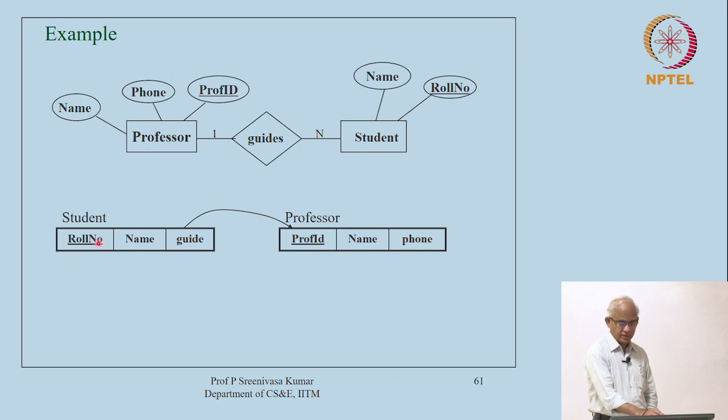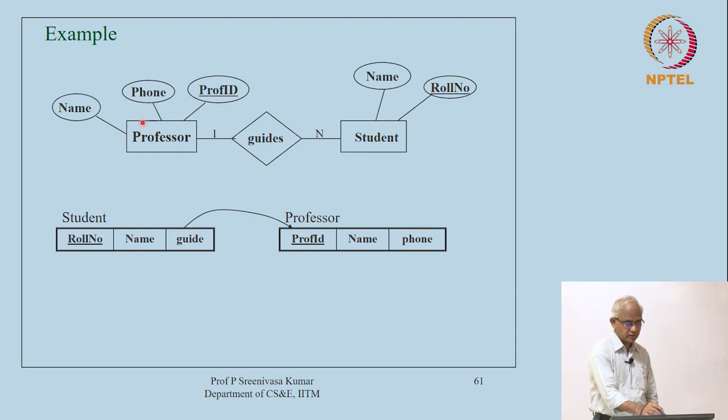Okay, the N side entity is student, so it has roll number and name. I just simplified the thing. I mean, it could have several other attributes, but for the illustration purpose, let us just have roll number and name. Now, this is the N side entity. So, augment this by introducing a new attribute and make that as a foreign key that refers to the other relation.